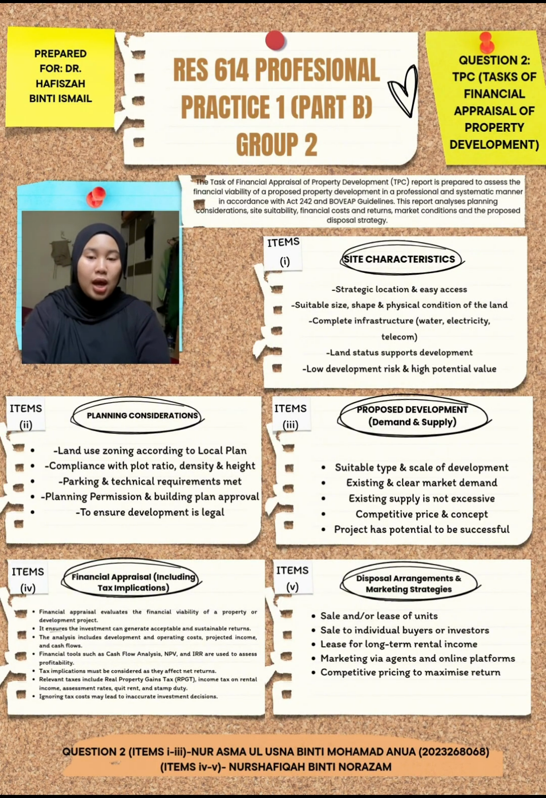For item 2, it is a planning consideration focused on compliance with local authority regulations. This includes the zoning and land use classification under the local plan to ensure the proposed development is permitted. The key planning parameters such as plot ratio, development density, building height limits, and parking requirements are analysed to control development intensity and avoid infrastructure overload.